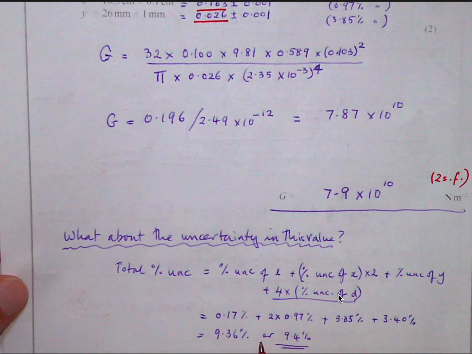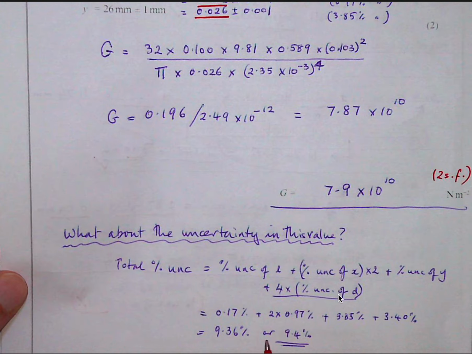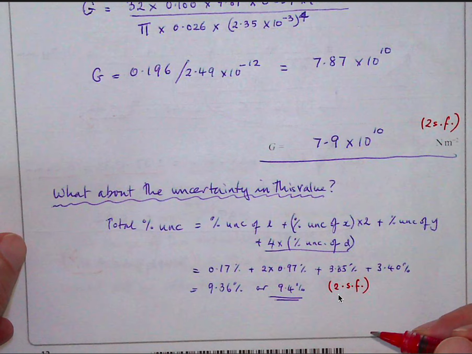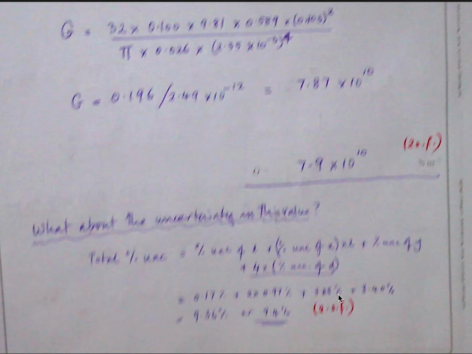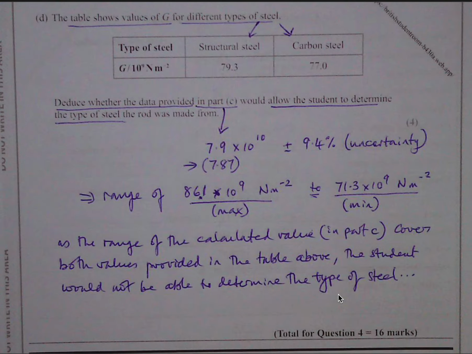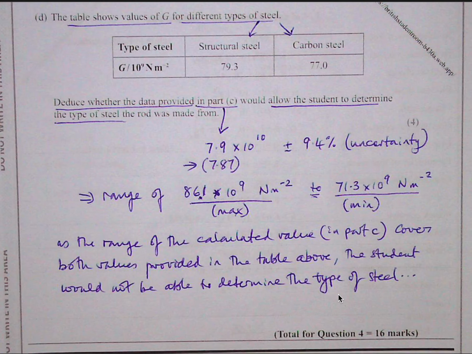And if you add up all those percentage uncertainties using the formula that I told you about, it comes to 9.36%, which is approximately 9.4%. You don't ever want to have more than two significant figures when you're working out percentage uncertainty. So this is a treatment of uncertainties, which is very good for you to make sure you know how to do. The final question then is part D.